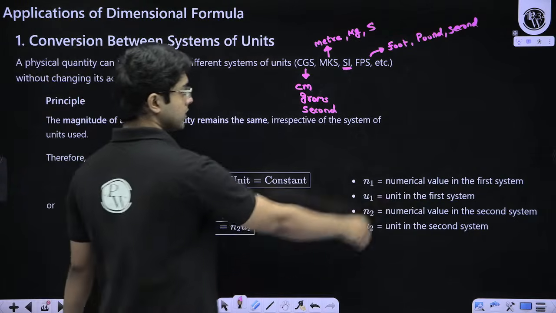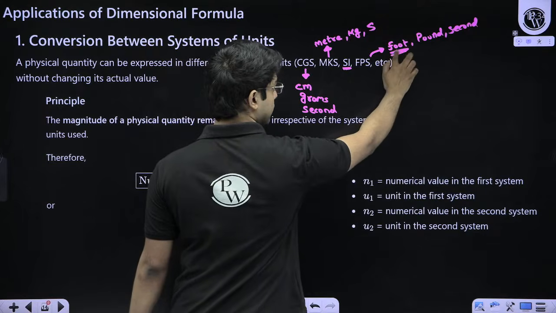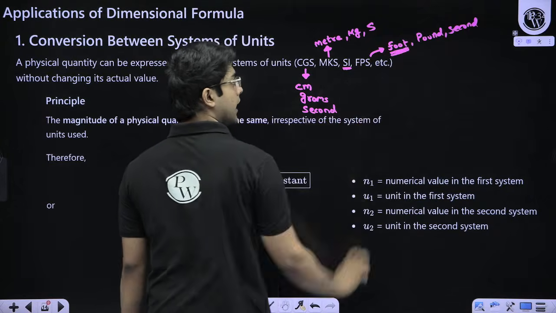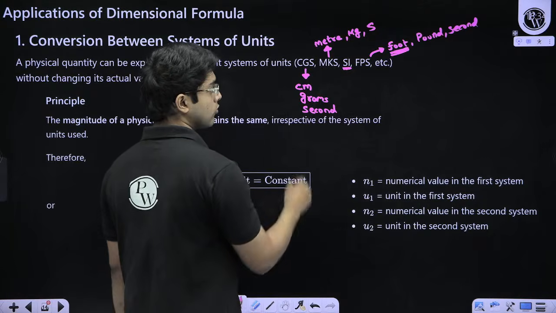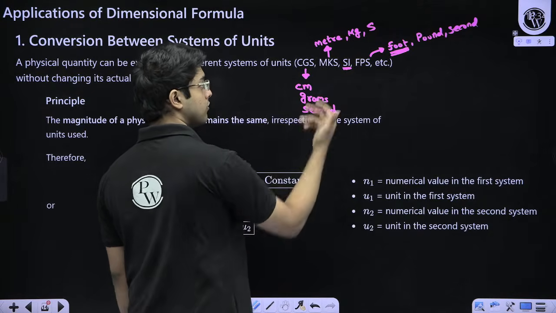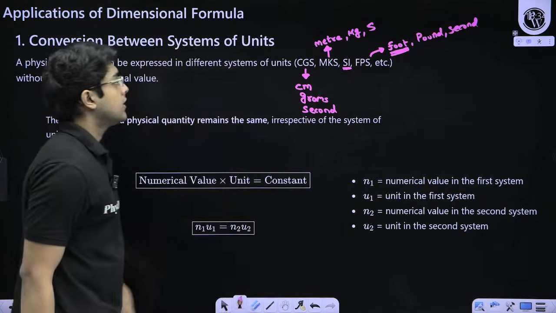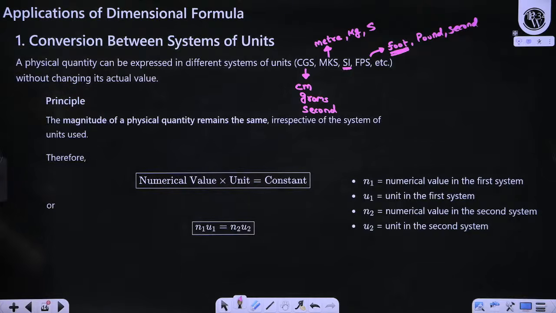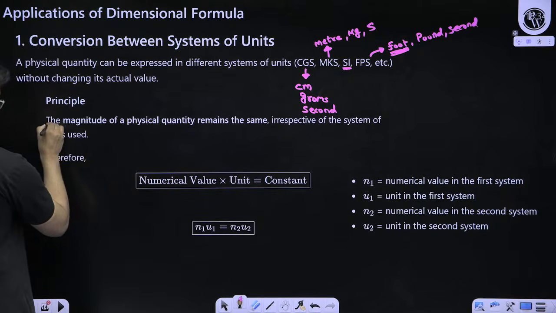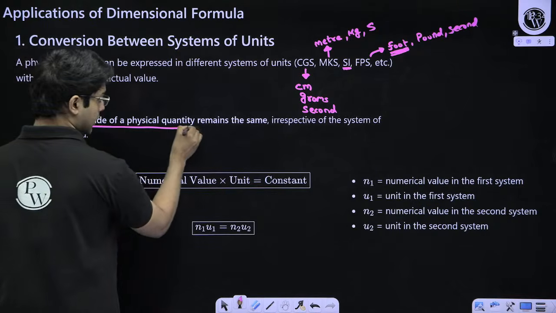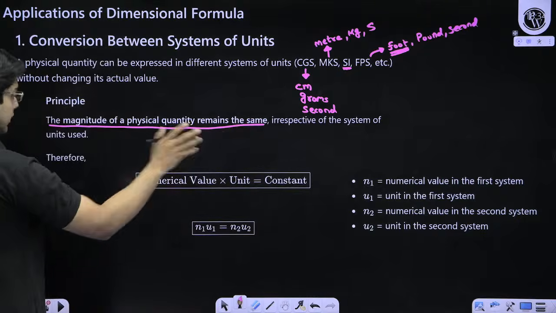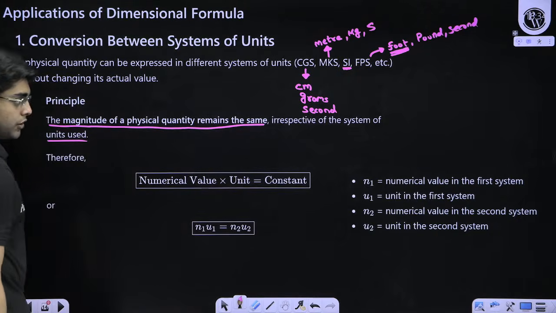So in parts of the world where the FPS system is used, length is measured in foot. Length over there is commonly mentioned in feet and inches. Now, how do we convert a physical quantity from one unit to another unit? The primary concept is that the magnitude of a physical quantity remains the same irrespective of which system of units you use.